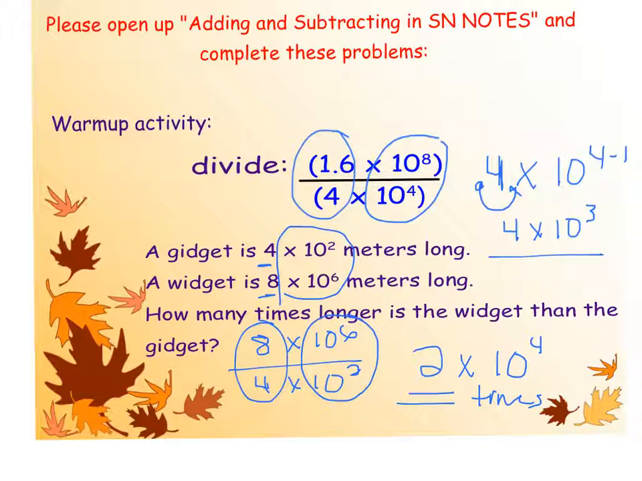And then with these types of problems, it's easier to see if we put it into standard form. We have to move that decimal over 4 places. So it is 20,000 times longer.